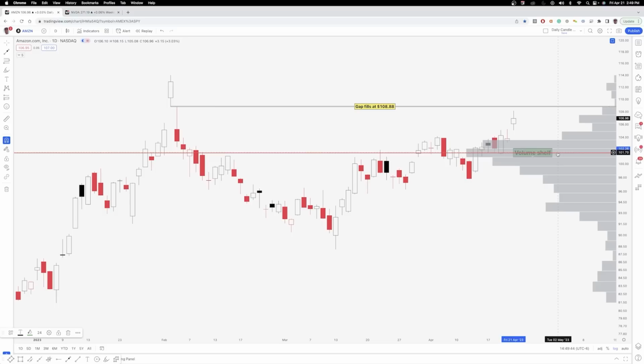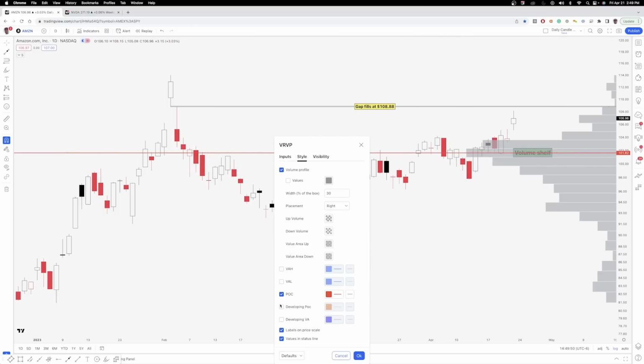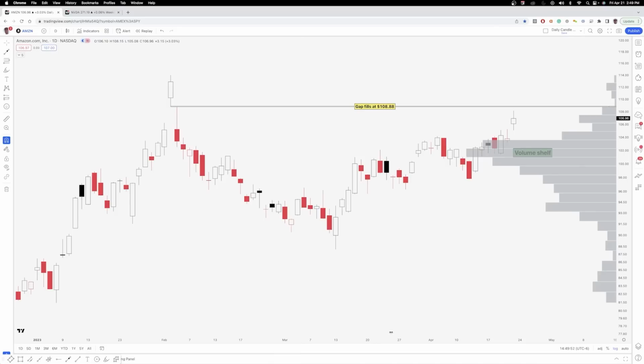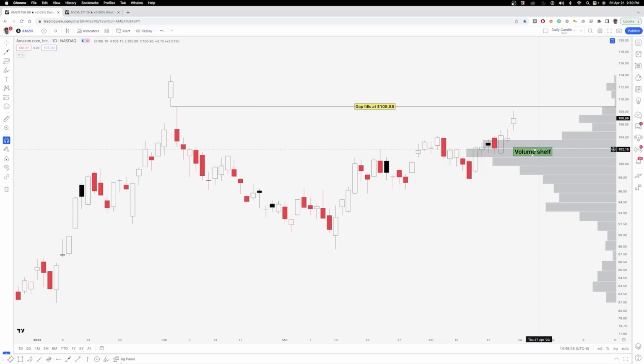I personally don't use the point of control in here because we already know what the point of control is just looking at this biggest candle. So I just take that off as well. So uncheck point of control, and you have yourself a volume shelf using the volume profile. So we did have a huge launch off the volume shelf here on Friday.